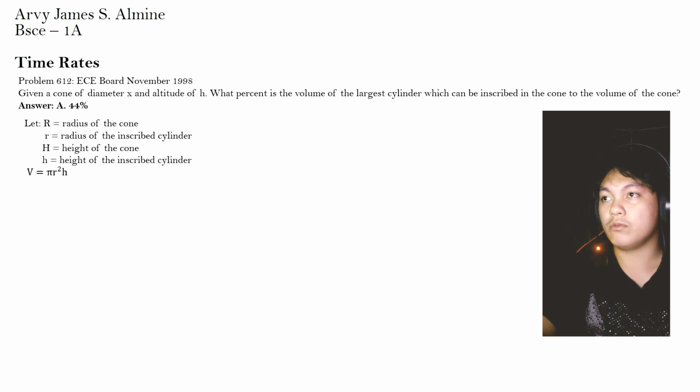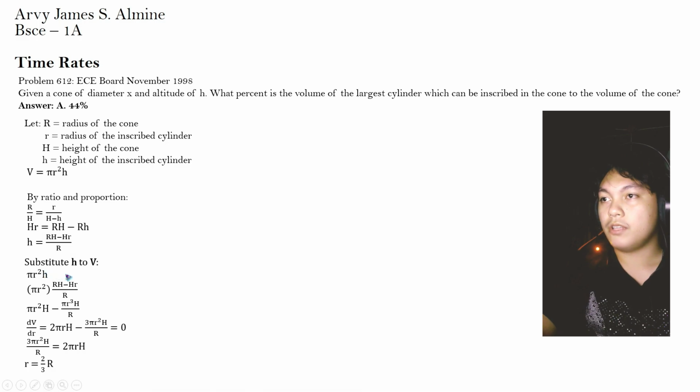We have V is equal to pi r squared h. By ratio and proportion, r over h is equal to R over H minus h. So hR is equal to RH minus Rh. h is equal to RH minus hR over R. So substituting h to V, we have pi r squared times RH minus hR over R, we have pi r squared H minus pi r cubed H over R.